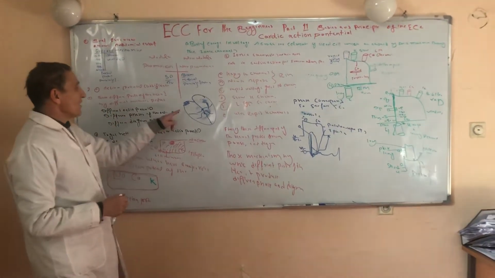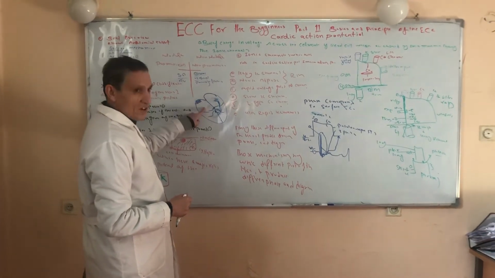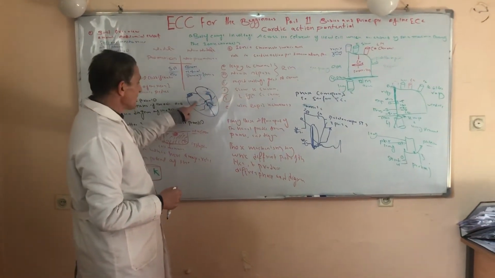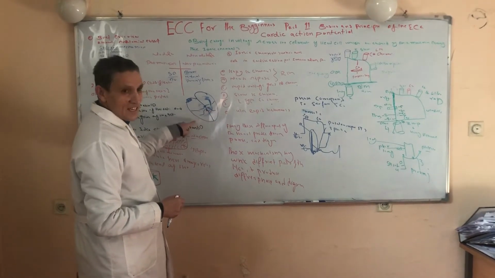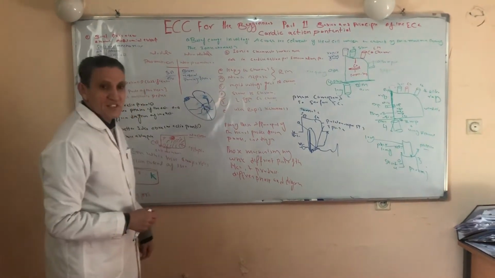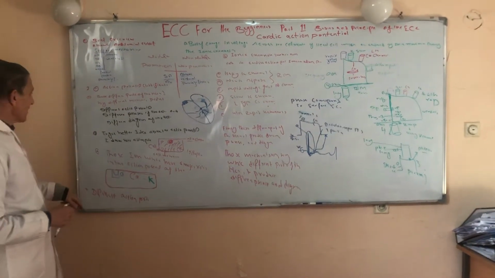These different parts of the heart include the SA node, which has its own action potential. Atrial cells have their own action potential, shown in the diagram. The AV node has its own action potential. Ventricular cells have their own action potential, and Purkinje fibers have their own action potential.